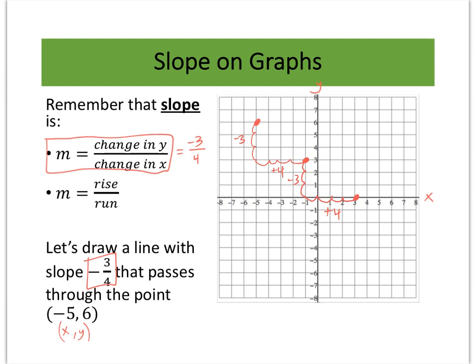And once I do this a few times, I can repeat the process. So I go down 3: 1, 2, 3. And over 4: 1, 2, 3, 4. And I can start plotting all the points on this graph. And once I've got enough points to kind of see how to graph it, I can use a ruler and connect all the dots. And that's a line that has a slope of negative 3/4 that passes through the point negative 5, 6. Negative 5, 6 is the point over here.